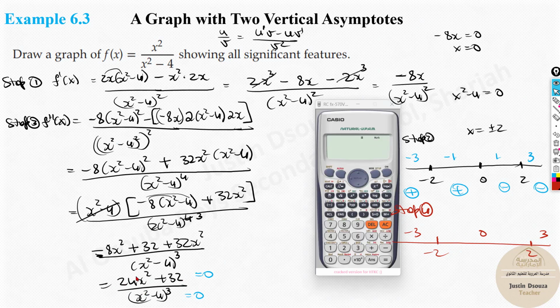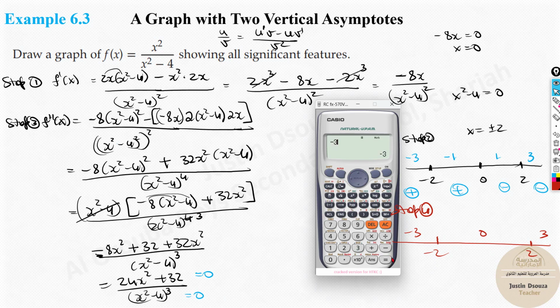Now here you need to just put this equation as it is. That is 24x squared plus 32 in the numerator, and the denominator is (x squared minus 4) the whole cube. Type this as it is, the simplified version. We checked for equating 0. Above was imaginary, down we got plus and minus 2. So now we calculate the test values.